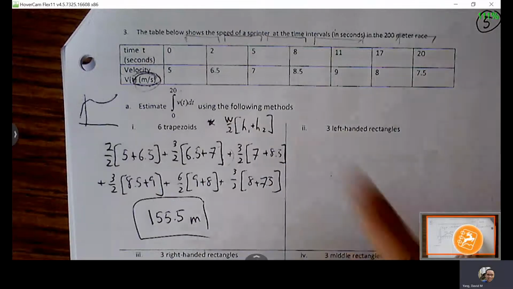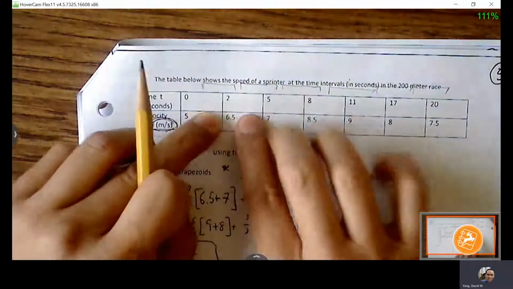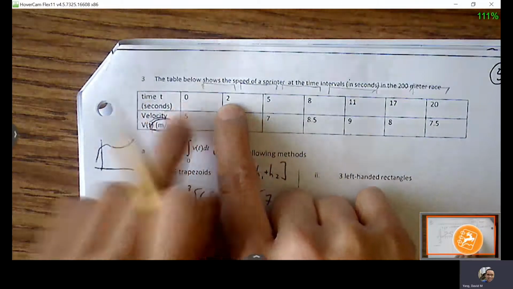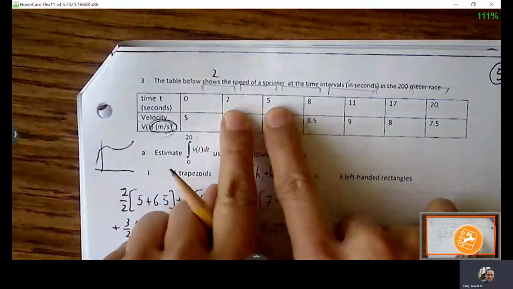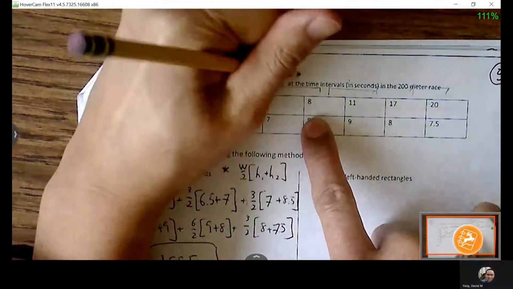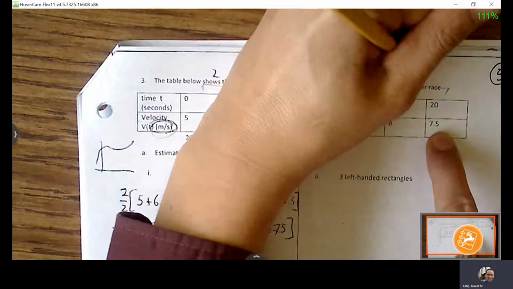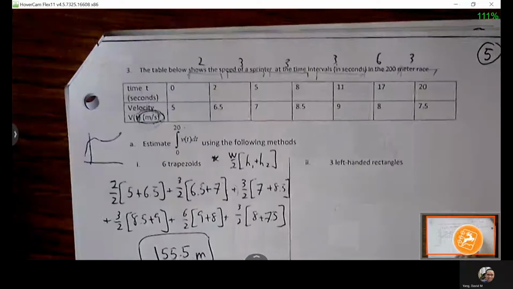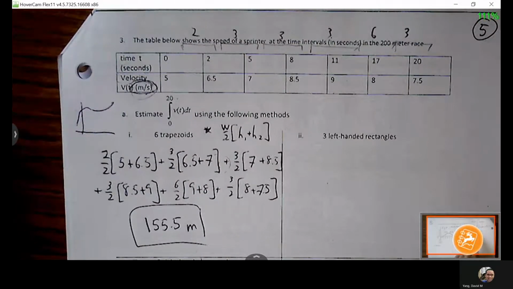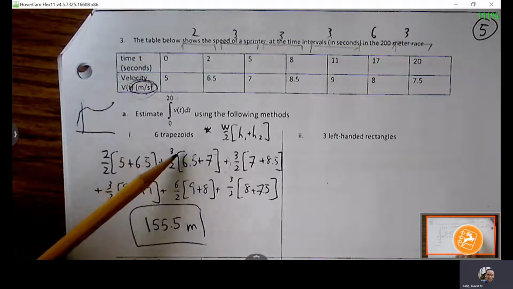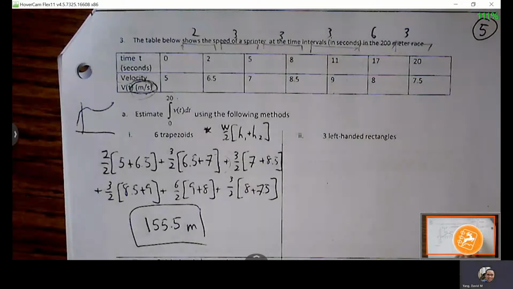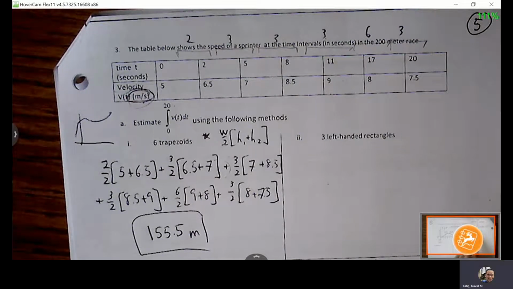How to get the width? So I got the width the same way that I would find the width on table values. I just subtracted the t values. So 2 minus 0 is 2. 5 minus 2 is 3. 3, 3, 6, 3. All right, you subtract your t values to get the width. And those numbers are all translated up in the numerator of my trapezoid formula. Okay, questions?